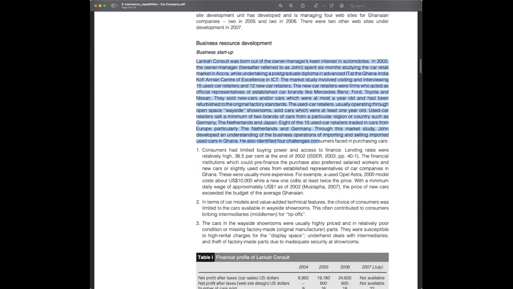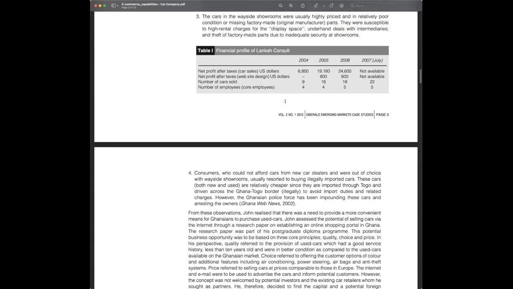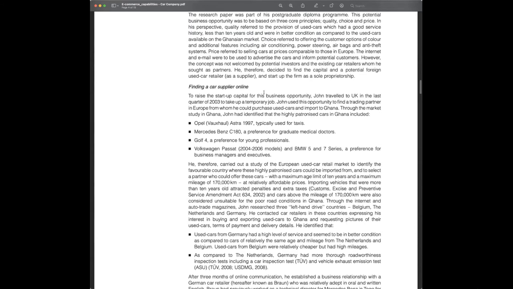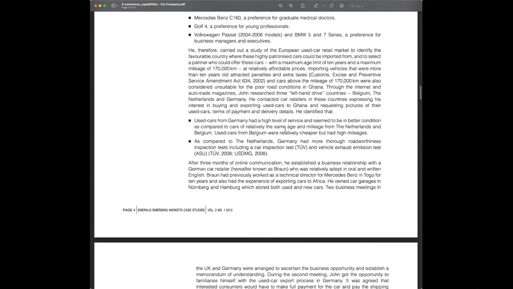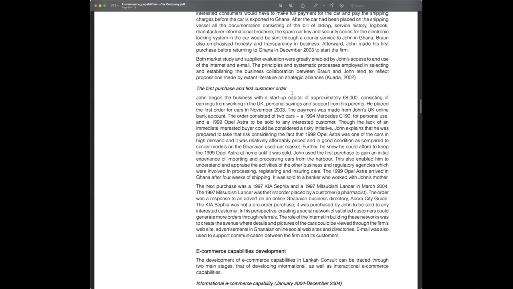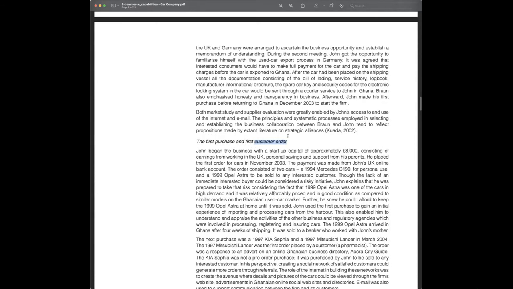That is what I was pointing out: what is the background to the phenomenon? This becomes the background to the phenomenon. The phenomenon in this particular paper is e-commerce. So this is the background to it: how the firm began and started selling cars on the internet. It tells you the type of car he sold on the internet, how much he made and how he continued to sustain it. Here we have the first pitches and first customer order. All of this is the background to the phenomenon.